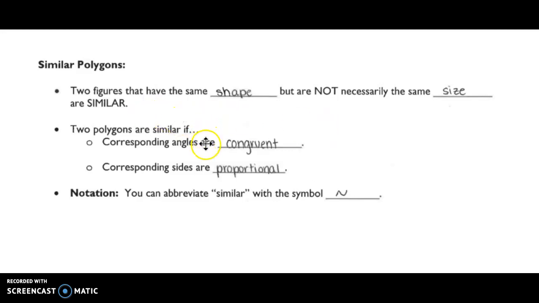Okay, how do you know if two polygons are similar? Two criteria here. Corresponding angles are congruent and corresponding sides are proportional. Okay, all the corresponding angles are congruent and all of the corresponding sides are proportional, meaning they have the same ratio. So congruent is an equal sign with that little tilde above it. For similar, it's just that curvy tilde sign. Okay. You'll see that in a little bit more.